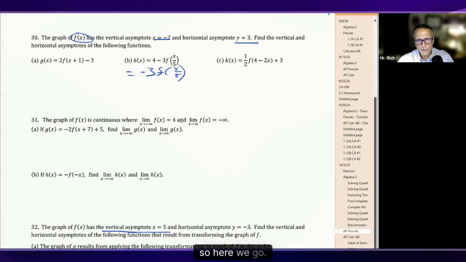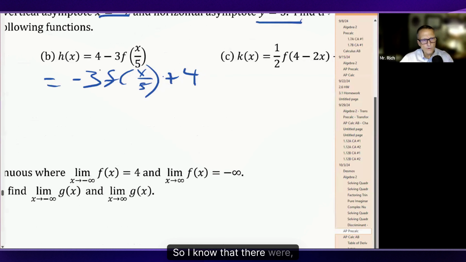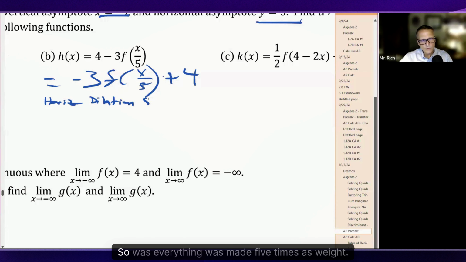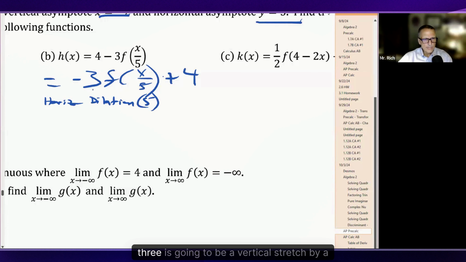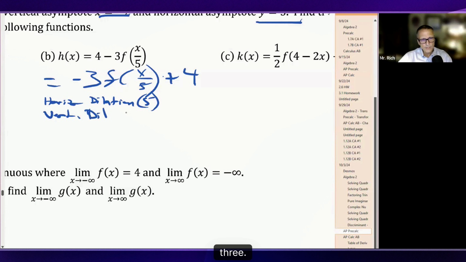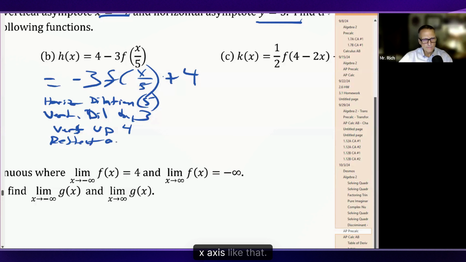Okay, so here we go. -3 times f of x over 5 plus 4 is how I'm going to rewrite that, just changing the order there. So I know that there were 4 things that were done. We had a horizontal dilation by a factor of 5 because it's x over 5. So that means the dilation would be the reciprocal. So everything was made 5 times as far apart. The negative in front is going to be a reflection across the x-axis. The 3 is going to be a vertical stretch by a factor of 3. So we have a vertical dilation by a factor of 3. The plus 4 is a vertical shift up 4, and then we're reflecting it across the x-axis like that.